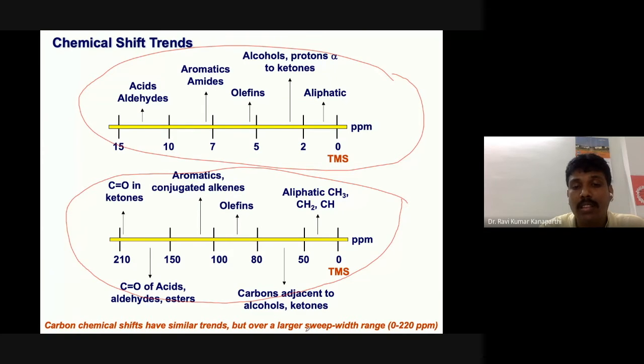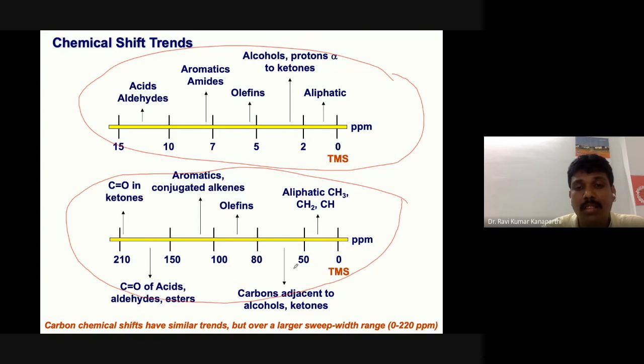Okay, and this is where you will have the alcohol carbons, the carbons which are adjacent to the alcohol, and also the ketone carbons you can find here, and then aromatic carbons are here. And then ketones, direct ketone carbons are here.